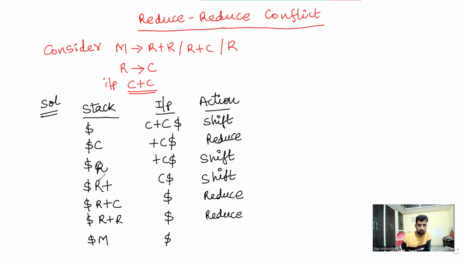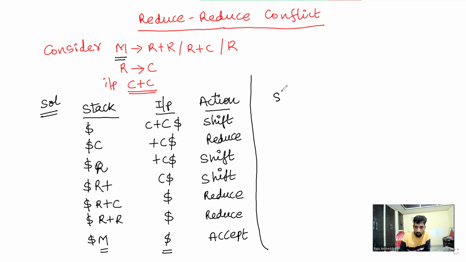Now, whenever the first production is with the dollar symbol, it is called accept, and the input string must be dollar with empty. So this is one way to produce the stack, input and action.